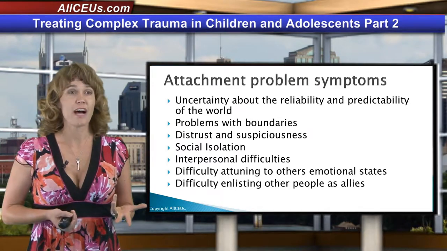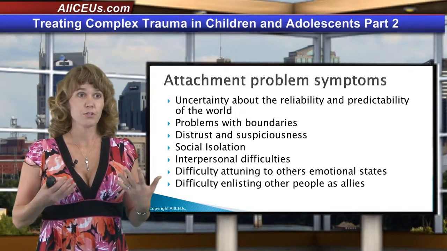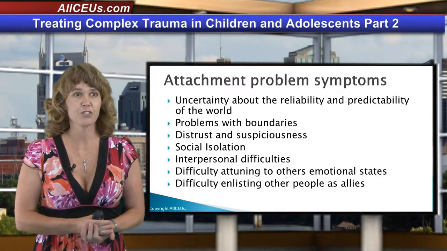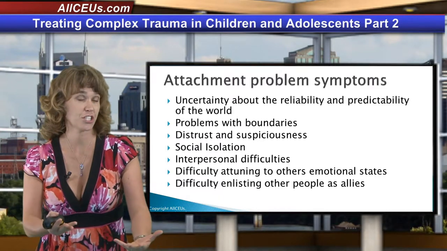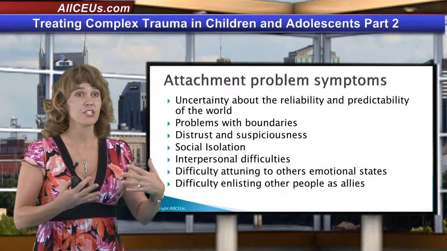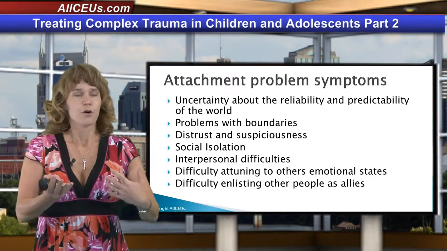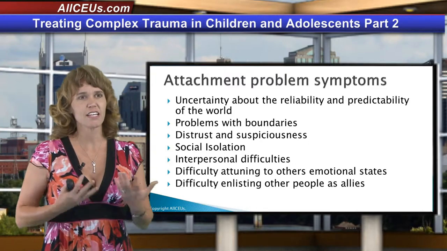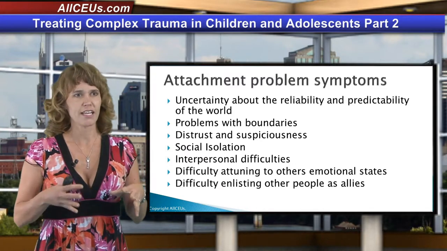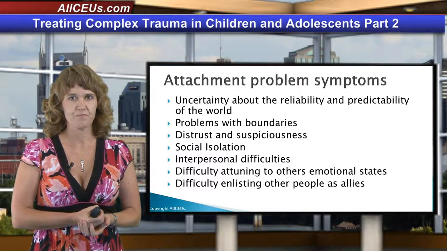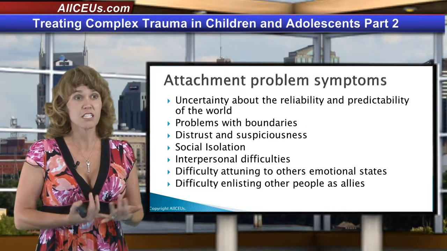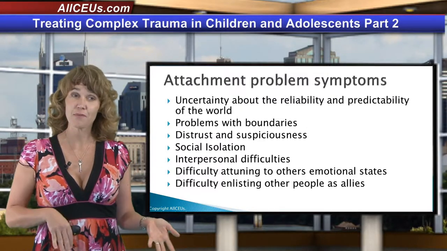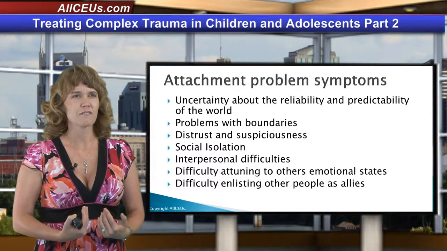They have problems with boundaries. Some people who have reactive attachment disorder are overly enmeshed. Some are overly detached. Some go back and forth because they're not really sure how they're supposed to behave. It's a very chaotic environment that they're trying desperately to control. There's a lot of distrust and suspiciousness, not only of other people, but also of themselves.